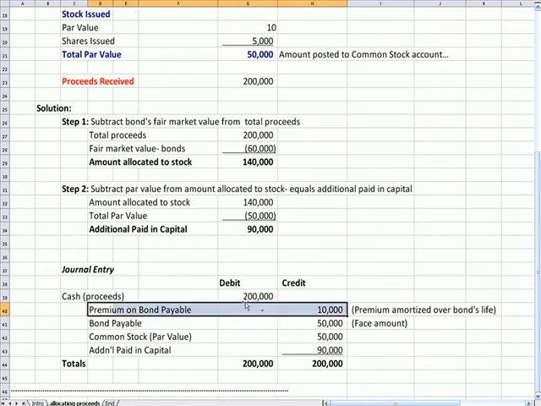It's a premium because I received more dollars, cash, than the face amount of the bond, so in order to make it balance, I debit the cash I got for the bond, I credit the liability, and I also credit the premium on bond payable, which I would amortize into income. The discount would be amortized into expense, the premium would be amortized into income.